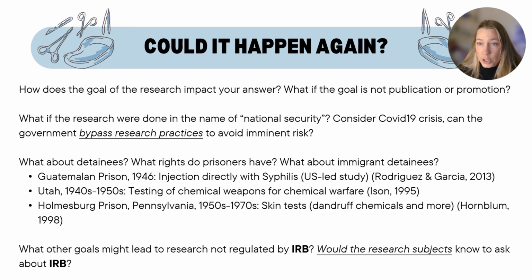Often, these groups did not know to ask about IRB approval, or the Institutional Review Board, which we talked about as one of the things that arose following the Tuskegee syphilis experiments. Individuals didn't know to ask for that because they didn't know that experiments were being conducted on them, or they didn't have the agency to say no. If we think about detainees or prisoners, they're not really in a position to deny that from occurring, even if they have knowledge of what's being done to them.